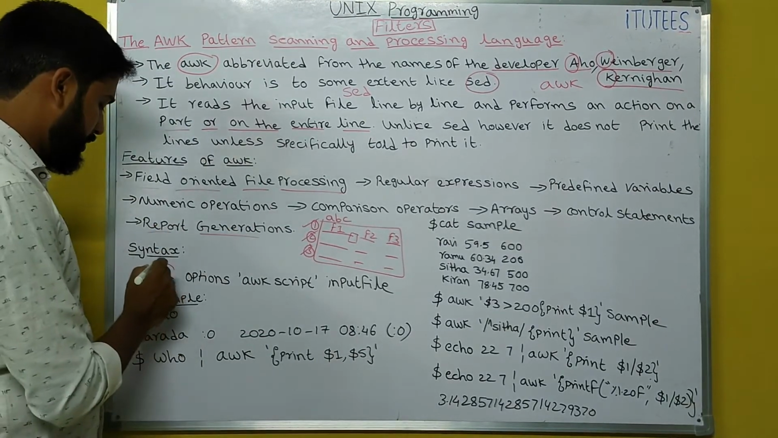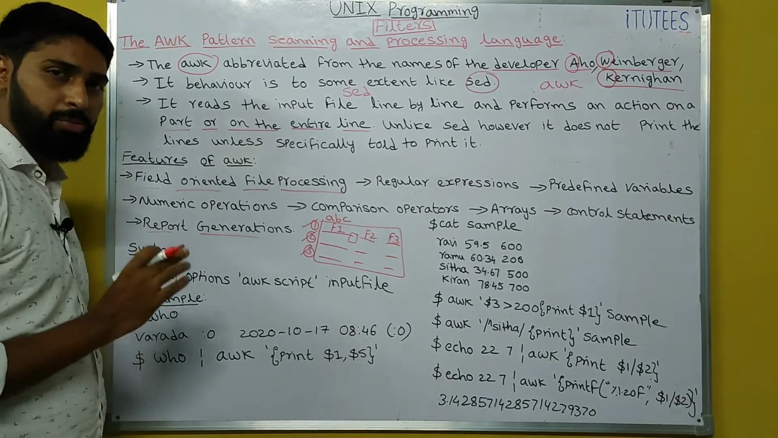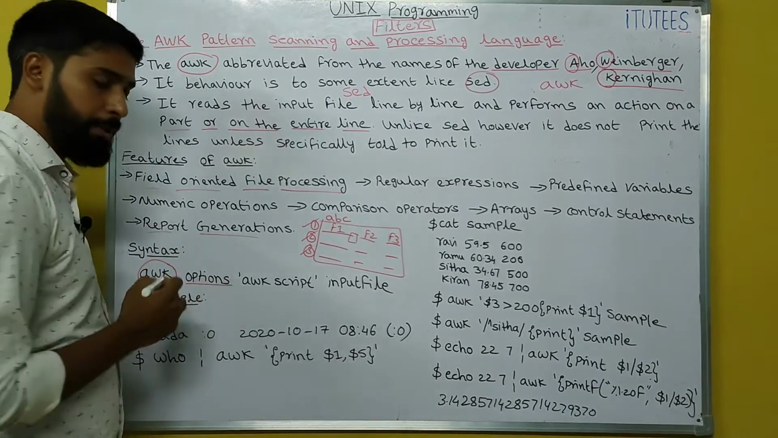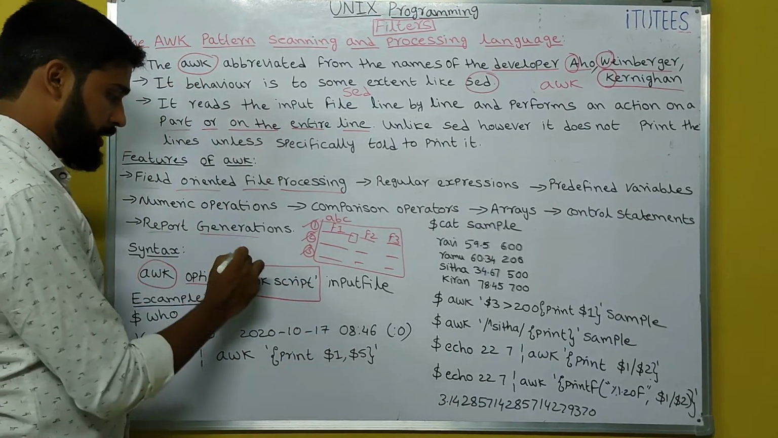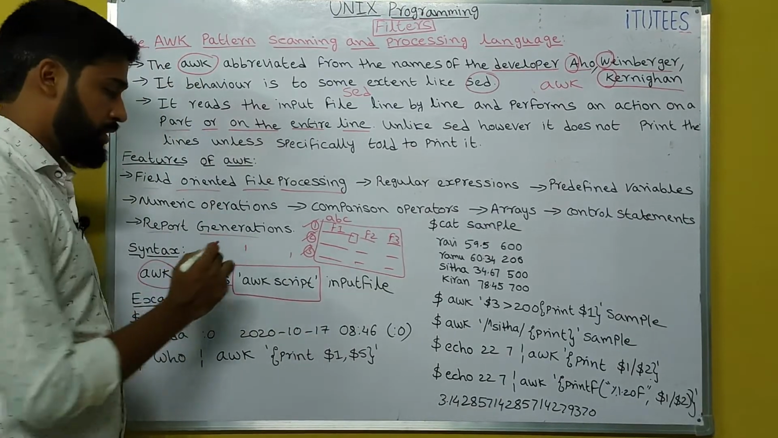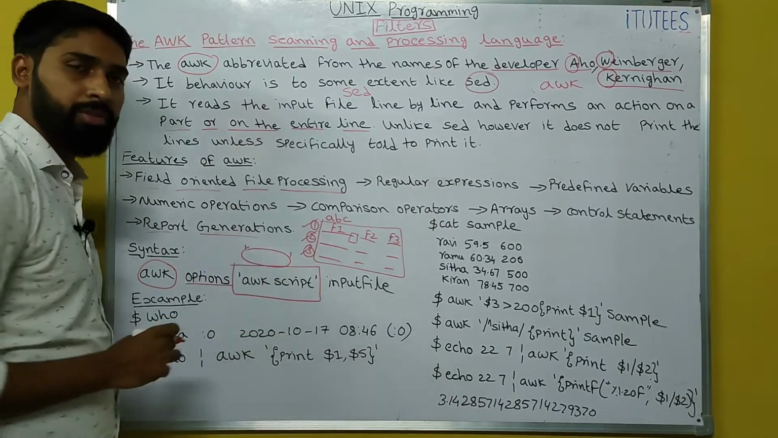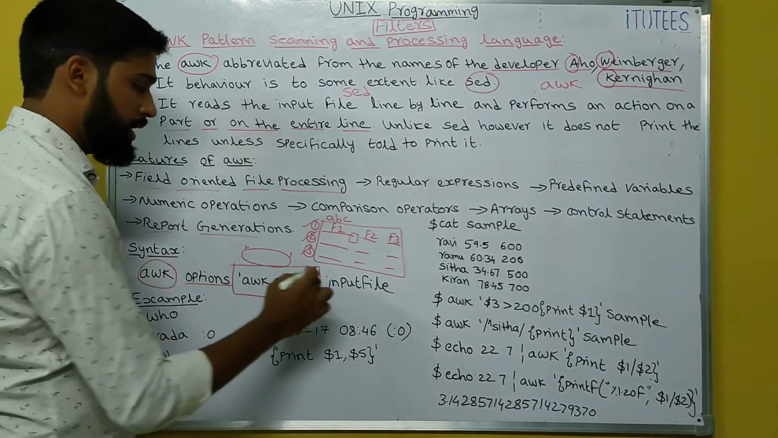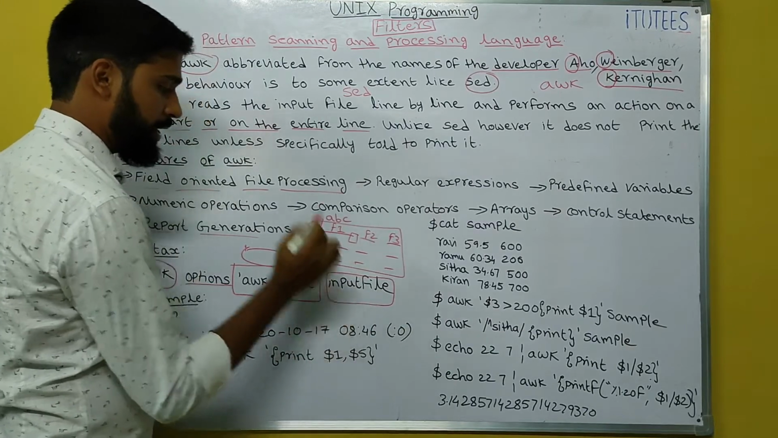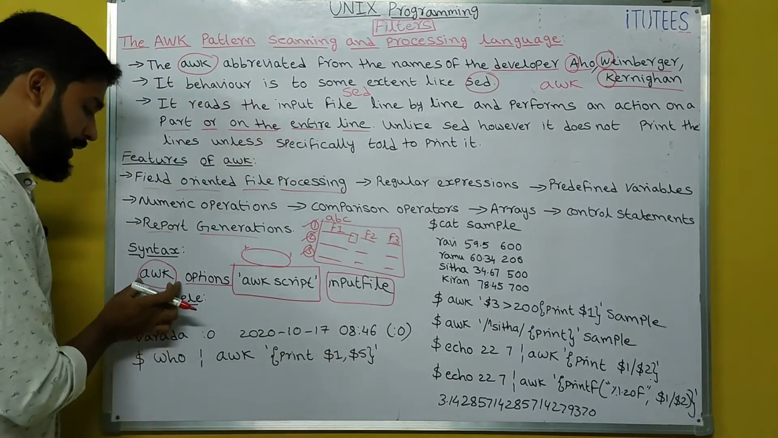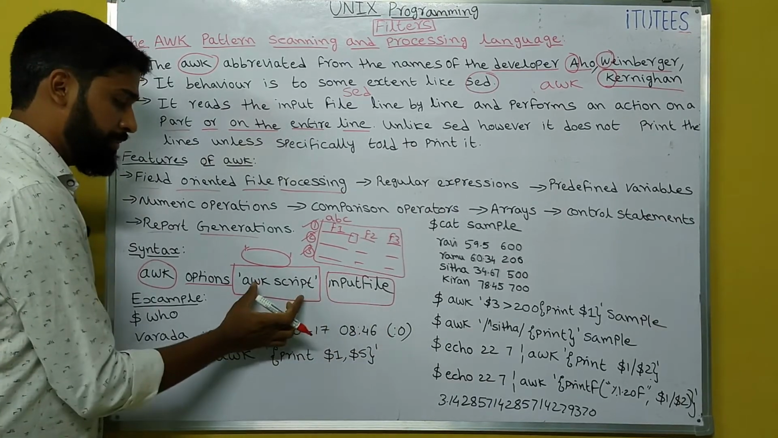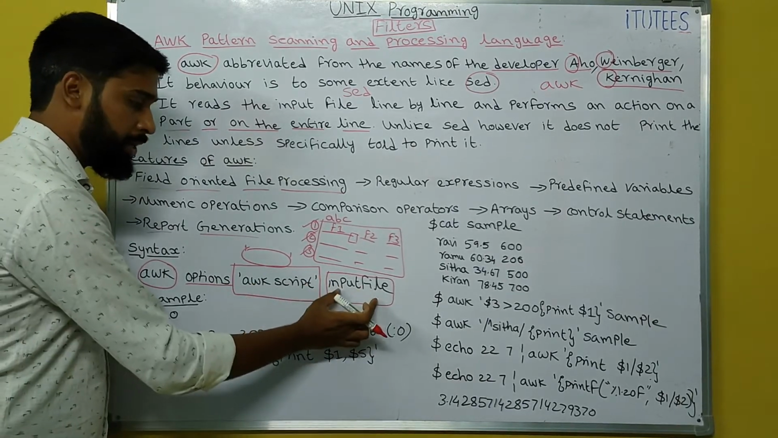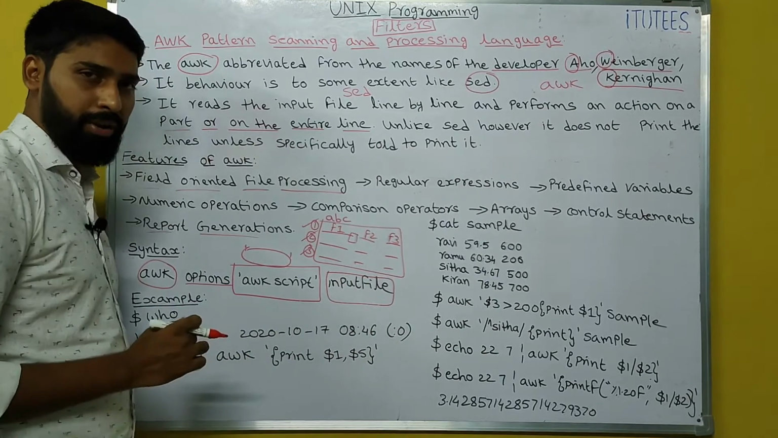The syntax is: you write awk in small letters, provide the options, and in single quotation marks you write the script. Here you provide the input file name: awk, options, script, input file. Now this script is applied on each line in this input file.